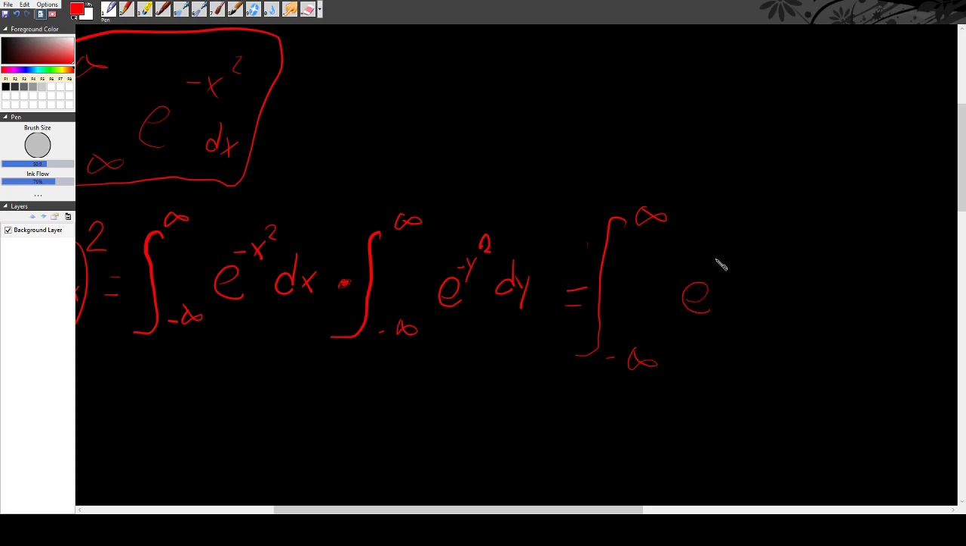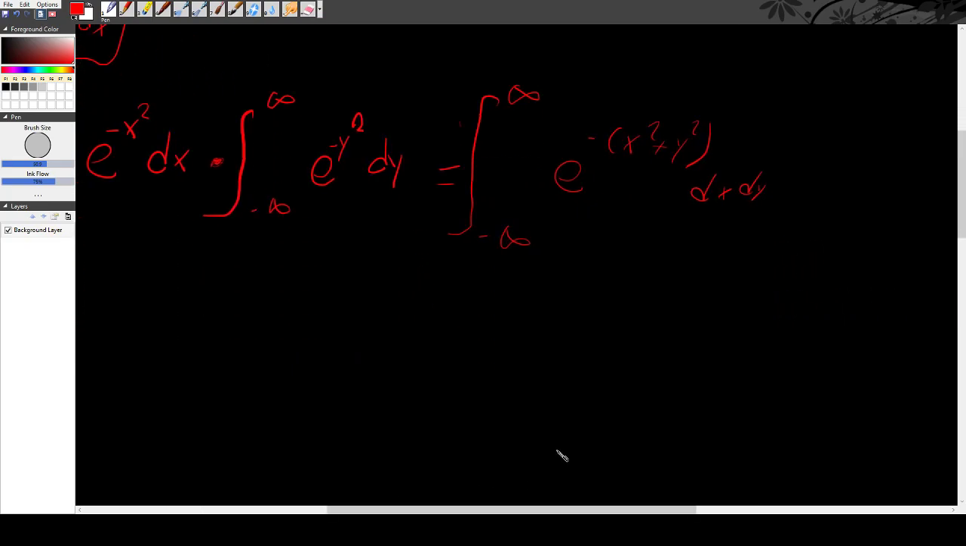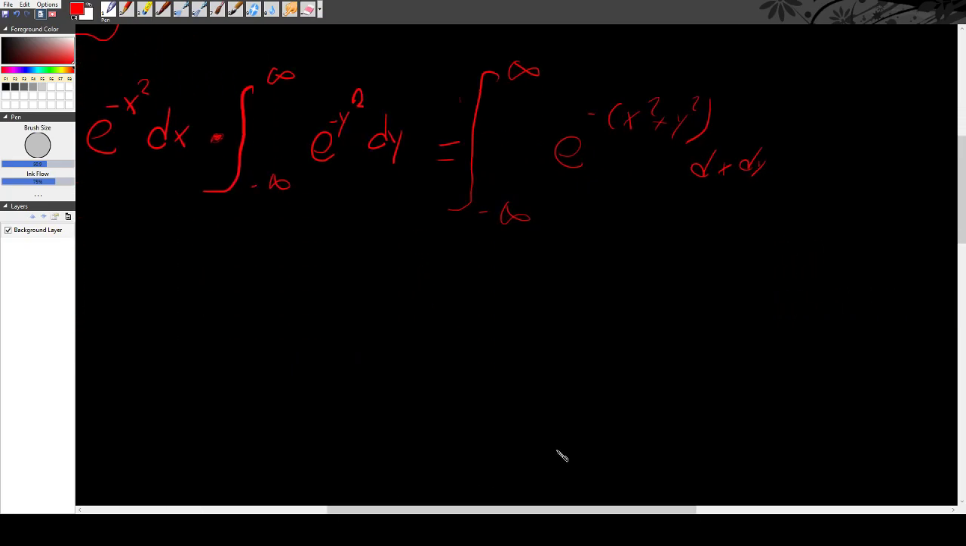So I'll just put a negative outside and then do x squared plus y squared, and then dx dy. You basically just ship them together because they both have the same base, they both have the same boundaries, and it turns out that their exponents up here are very close together. And what I'm about to do next is very, very important to doing this sort of stuff.